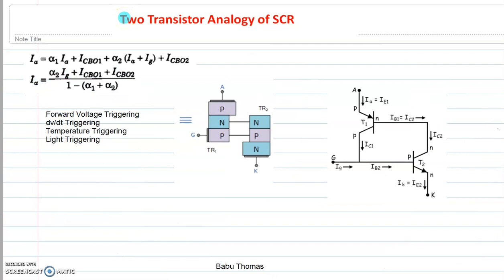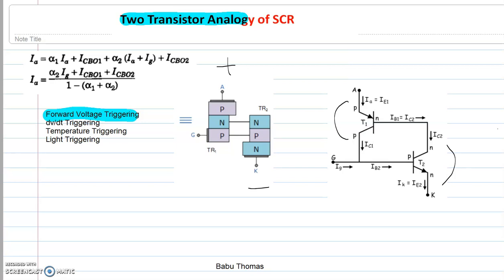Now we are going to use the two transistor analogy to explain the operation of the thyristor by the forward voltage triggering method. In forward voltage triggering, you are not giving the gate supply, you are just giving a forward voltage across the anode and the cathode of your thyristor. This increases the collector to emitter voltage across the transistors T1 and T2, and results in a leakage current at the middle junction of the thyristor, that is junction J2.